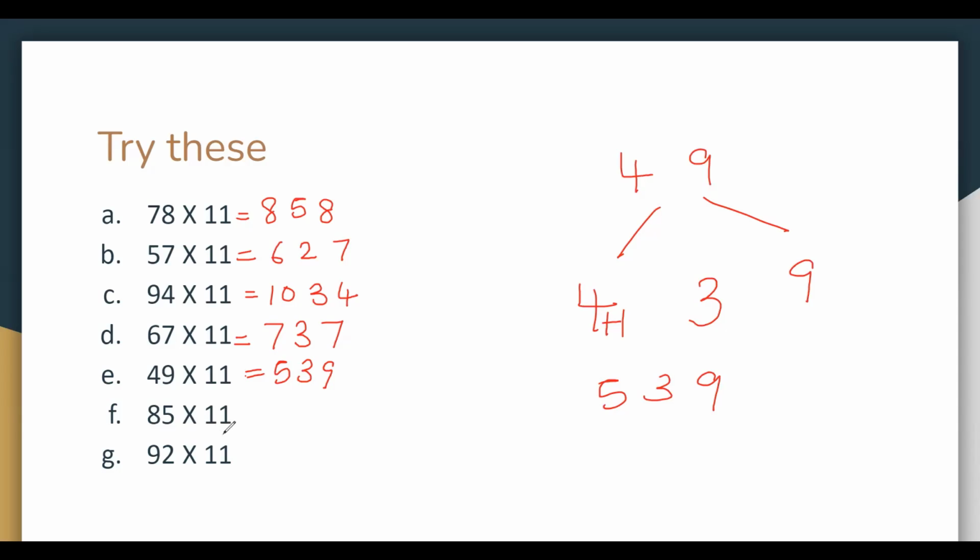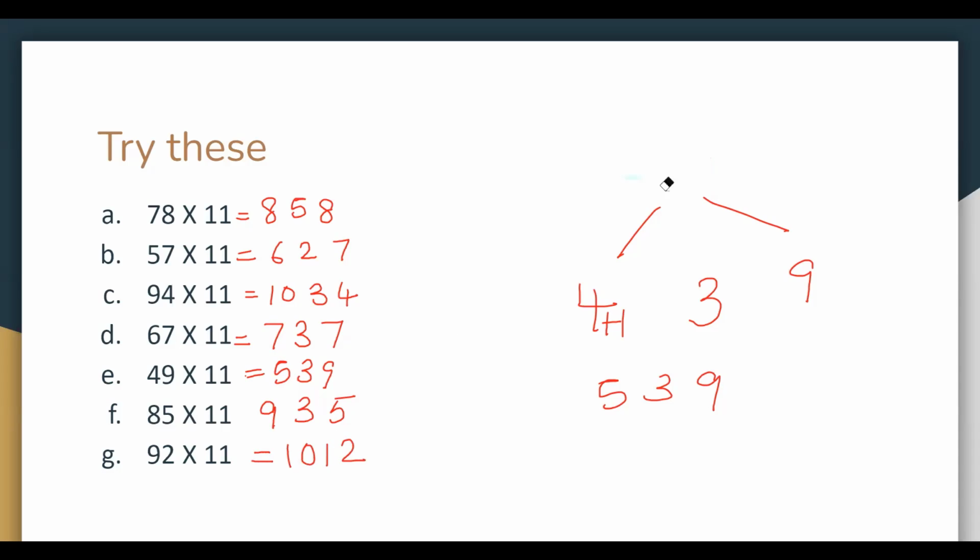So 8 plus 5 is 13 and 8 plus 1 is 9. So 935. Okay. Next one, 92 into 11. So we know that 9 plus 2 is 11. 92 into 11, you will get 1012.